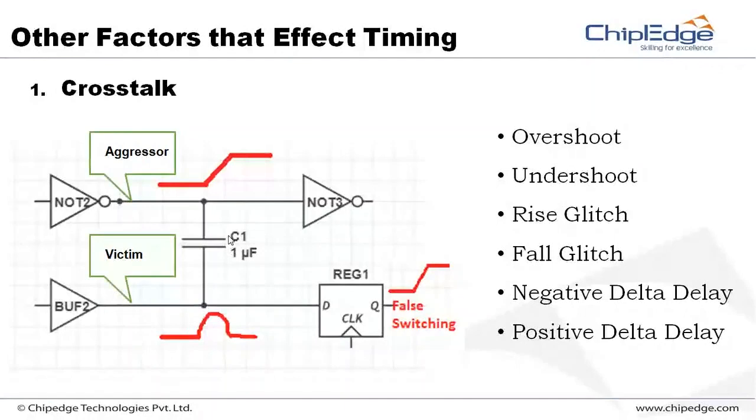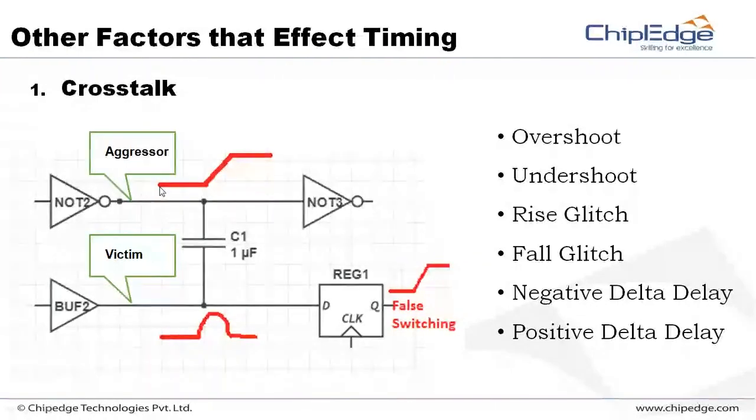Crosstalk is, see, you have a net here. This NOT gate's output is going to some NOT 3 output, and the buffer output is going to something, right? If these nets are very close, and definitely you saw a big circuitry where nets are very close, we know a capacitor, right? A conducting plate and a conducting plate with an insulator form a capacitor.